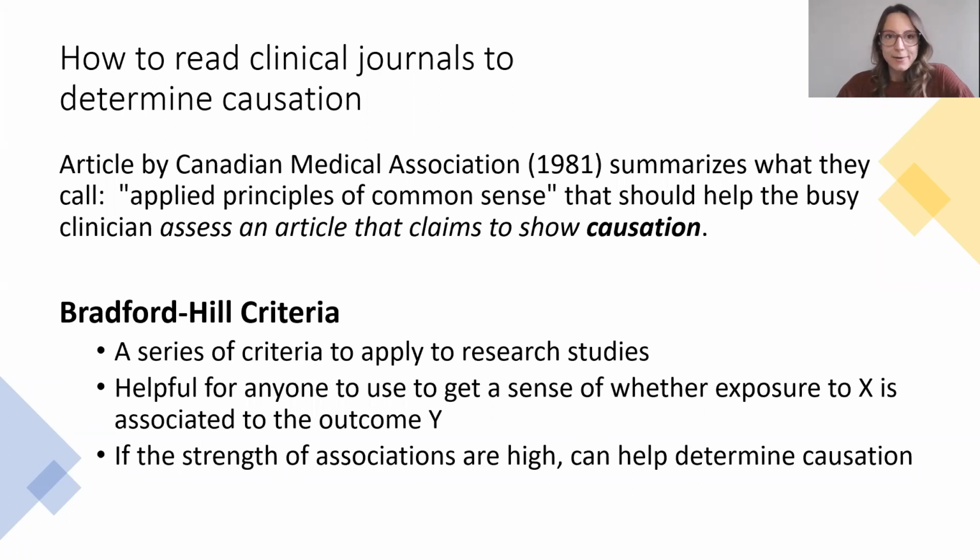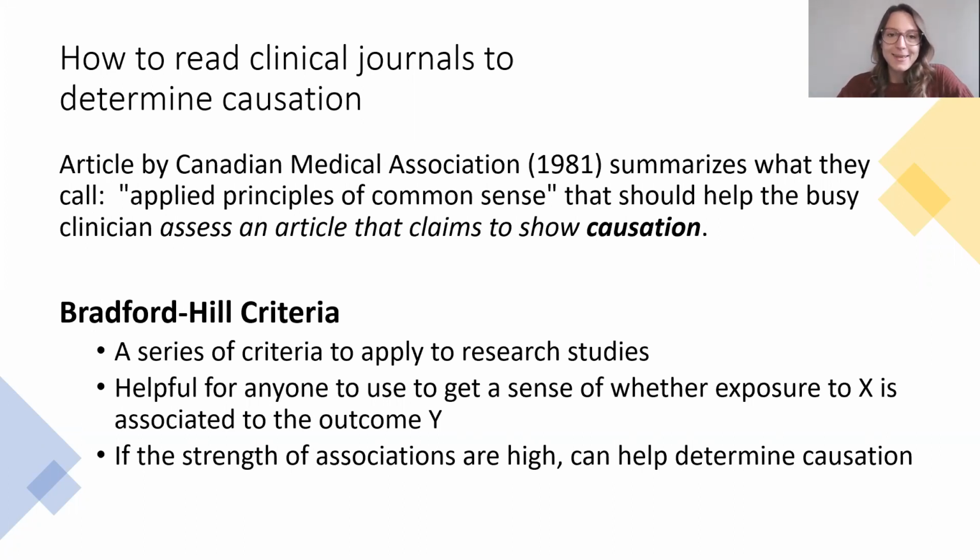It's called How to Read Clinical Journals to Determine Causation. It's an article by the Canadian Medical Association, published back in 1981. Yes, I know it's a very old article. Full disclosure, I was assigned an assignment like this back when I was doing my undergrad in geography, and I was so taken aback by how useful it was for applying the Bradford-Hill criteria that I thought, I'm going to make other students do it. No, but honestly, I think you will find it to be a pretty useful assignment, hopefully when you reflect back on it in time.